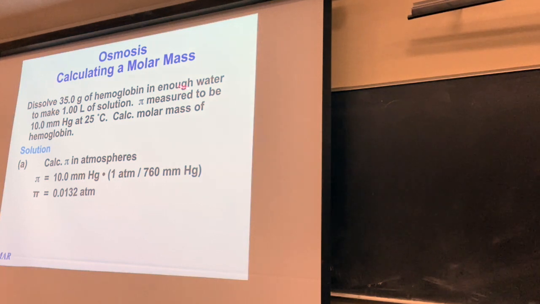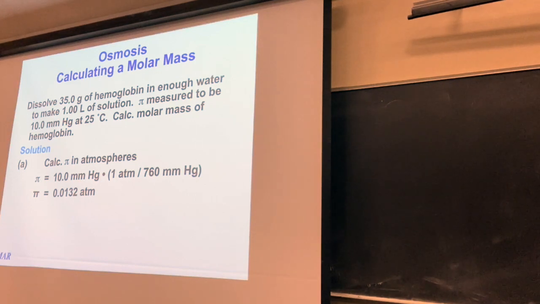So in this problem, we've got 35 grams of hemoglobin in a liter of solution. The osmotic pressure is 10 millimeters of mercury. So on a ruler, if you visualize a centimeter, all right, that's how much the pressure would change upon making this solution, figuring out the osmosis. So if you're at 25 degrees Celsius, you can actually calculate the molar mass of the hemoglobin. And remember, molar mass is always grams per mole. We've got the grams part of the hemoglobin. We're after the moles of hemoglobin in this example.